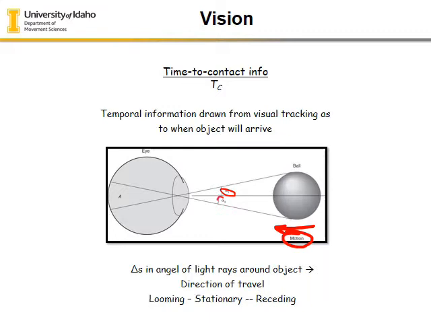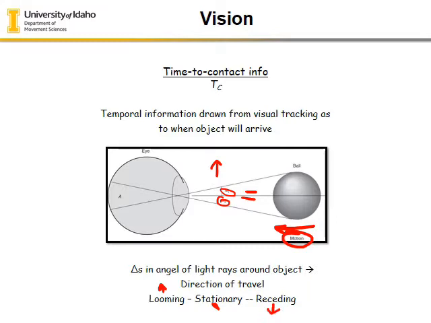And so what happens is the angles, and this should be angle, not angel, of the light rays around the object are going to tell us if the ball is coming forward towards us, whether it's staying stationary or whether it's retreating, and also whether it's going up or down. This direction of travel is going to tell us a couple of things, and the idea is looming, stationary, receding. Looming is what you see here as a direction of motion.